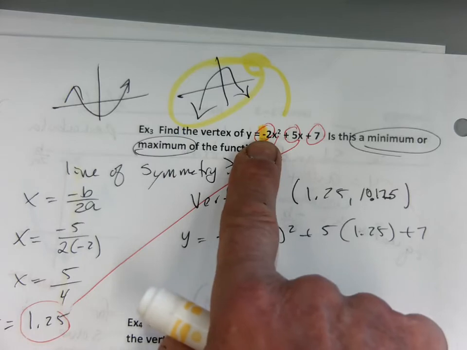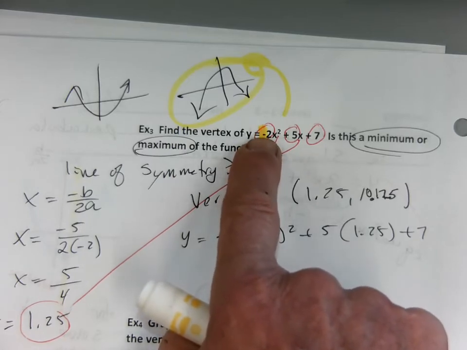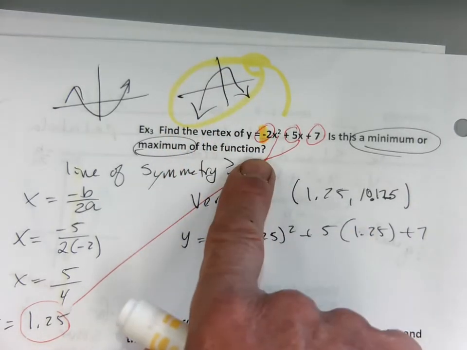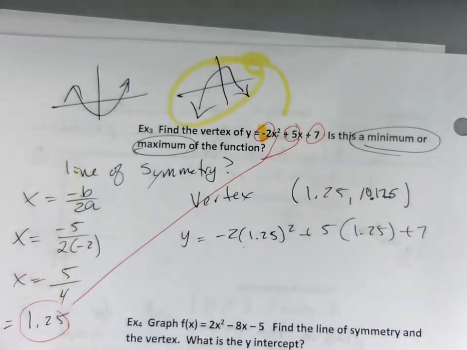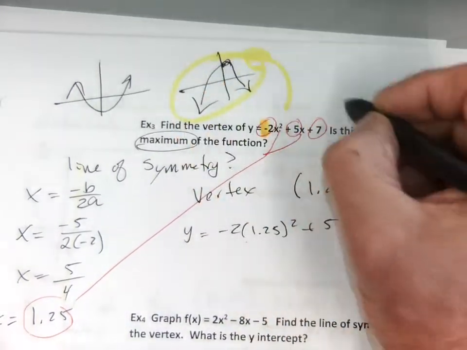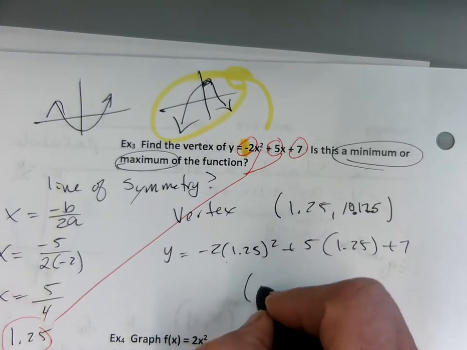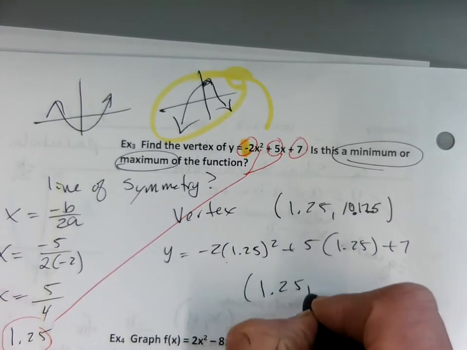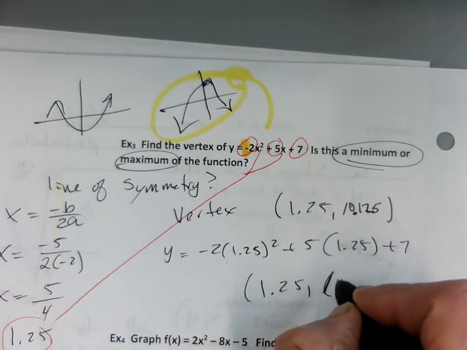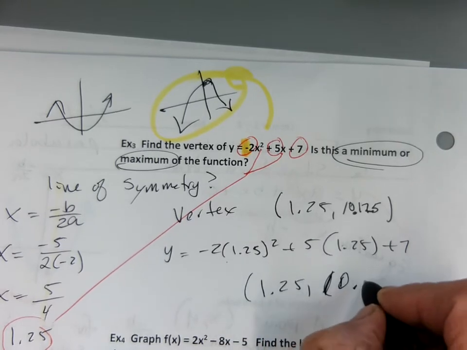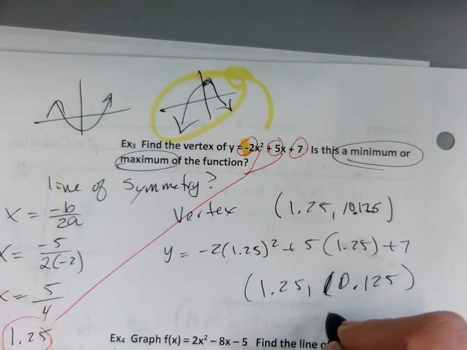Okay, I'll say that again. If a is negative, it frowns. So that means this top point here would have to be a maximum, right? That would have to be a maximum. So the point 1.25, comma, oh gosh almighty, it is definitely Monday. 10.125 is a maximum.